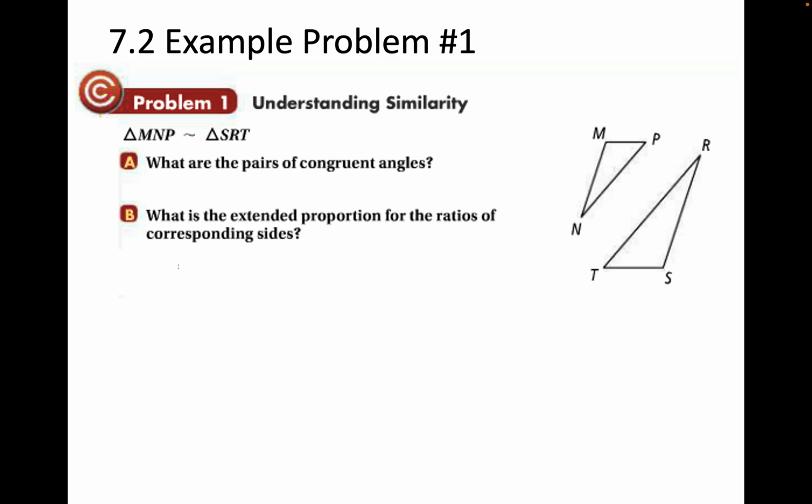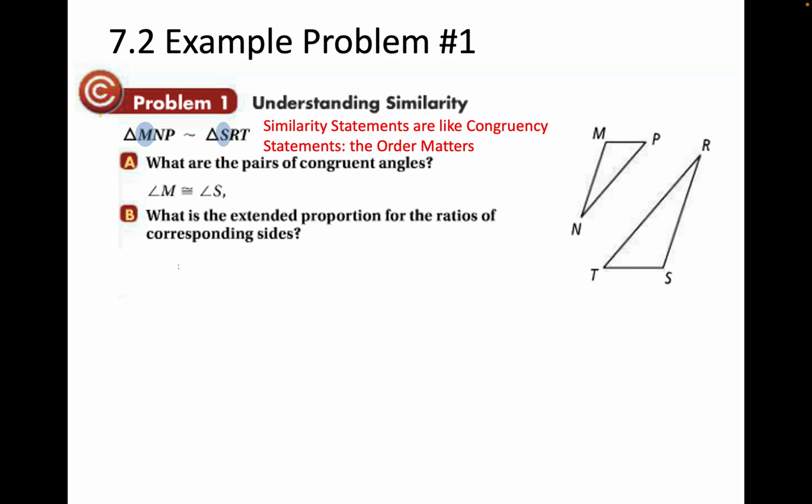All right, so let's try example problem number 1. In this example problem, it tells us that triangle LMN is similar to triangle SRT. So what are the pairs of congruent angles? Well, again, similarity statements are like congruency statements. The order matters. So M and S are both first. The fact that they're first doesn't matter, but they're in the same place. So I know that those must be congruent.